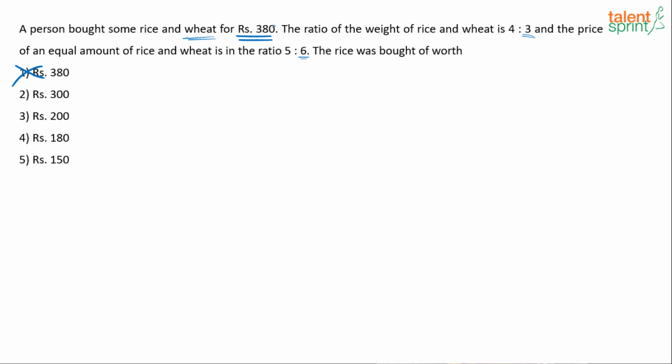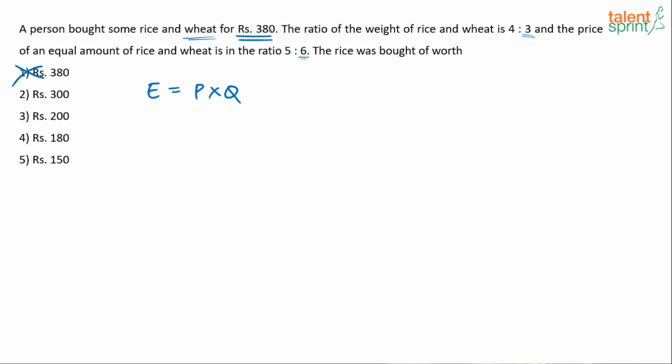What do you do? See, this is the expense, the total expense. 380 rupees is the total expense on rice and wheat. What is expense or what is expenditure? Expenditure is price into quantity. Let's say you buy 5 kgs of rice at 40 rupees per kg. What is your expense? 5 into 40. Quantity is 5 kgs, price is 40 per kg. So 40 times 5, 200 rupees is the expense.